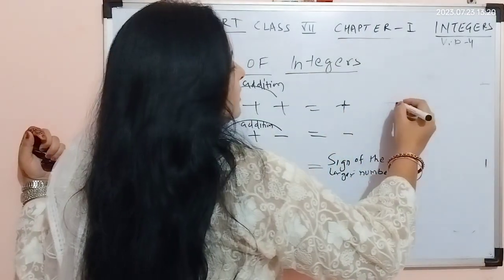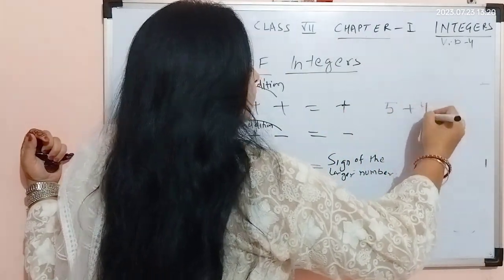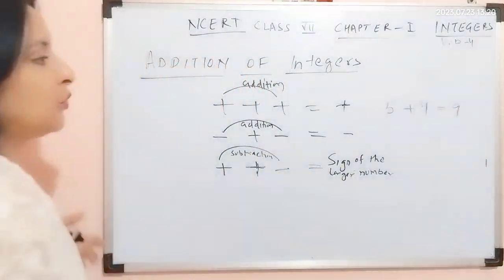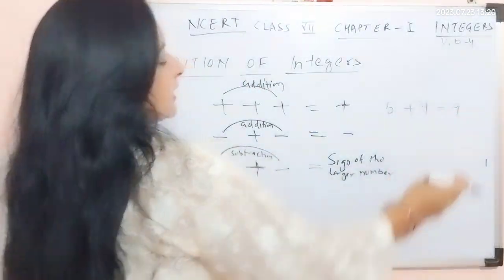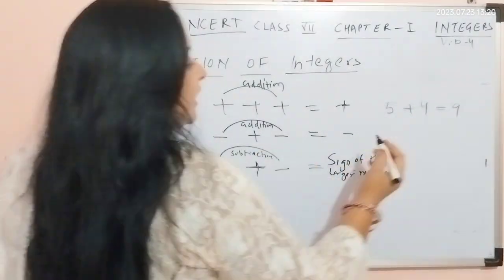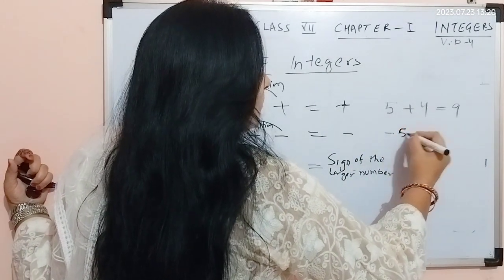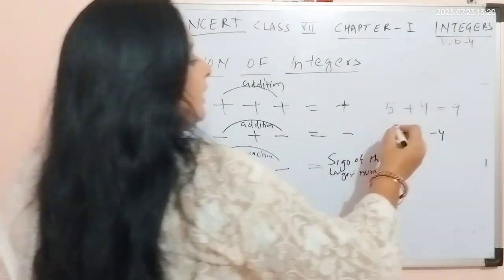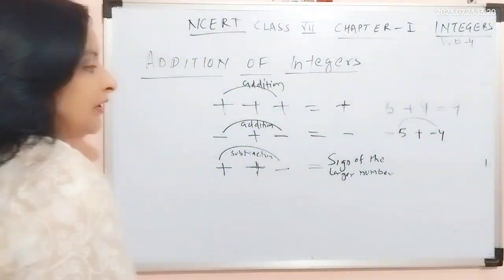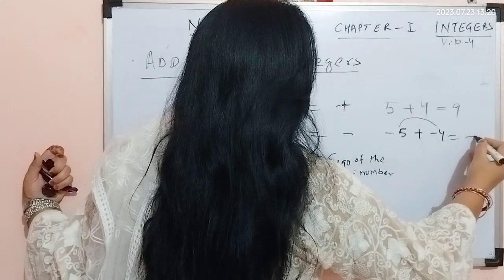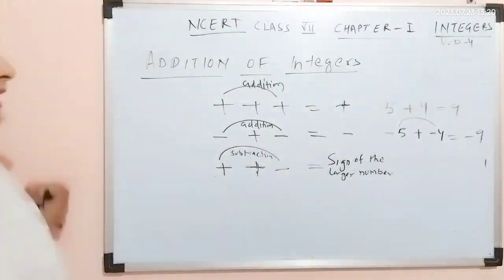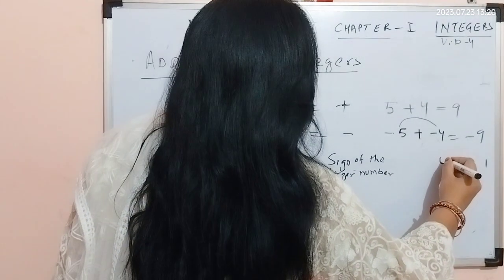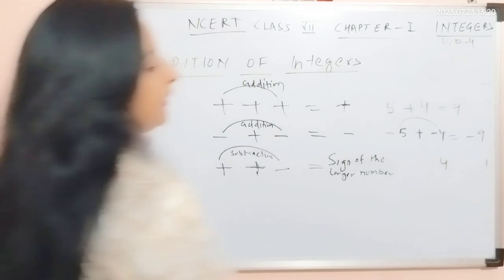If we are adding two numbers and both are positive, we can take 5 and 4. So 5 plus 4 is equal to 9. So in the sum of two positive numbers, addition happens and the sign is positive. If we take two negative integers, we can take minus 5 and minus 4. So minus 5 plus minus 4, addition will happen and the negative sign will come, that is minus 9.